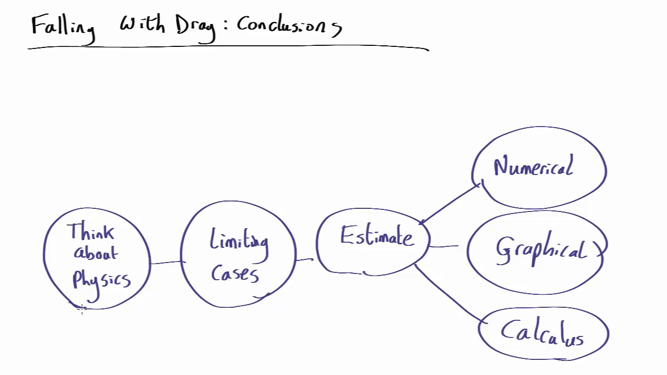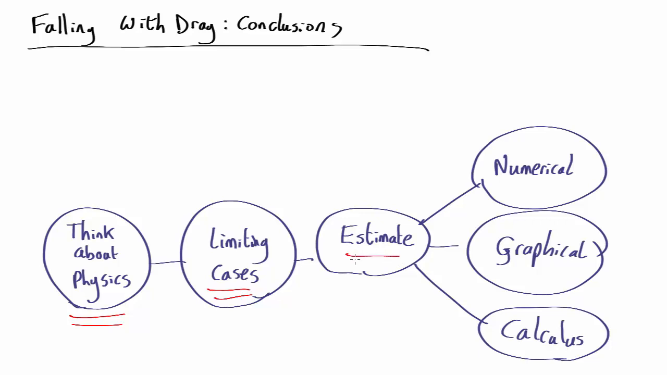So the first step was think about the physics. What are the forces acting? In this case, drag and gravity. We thought about the limiting cases. One limiting case, when you've just jumped off the top, is projectile motion, motion under constant acceleration. Later on, you're reaching a terminal velocity when the forces balance, which is a statics problem, though in fact most of the time is spent in between the two cases.